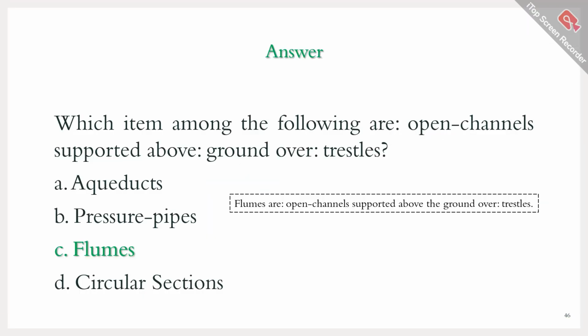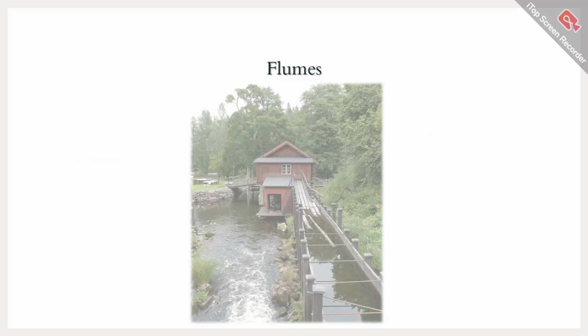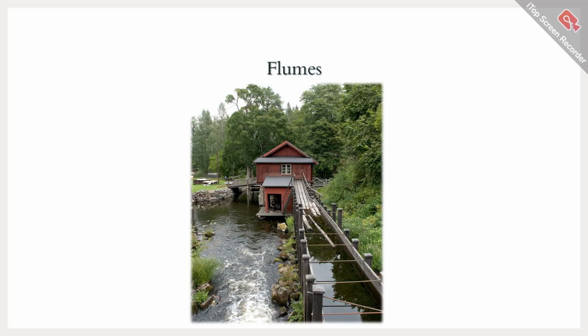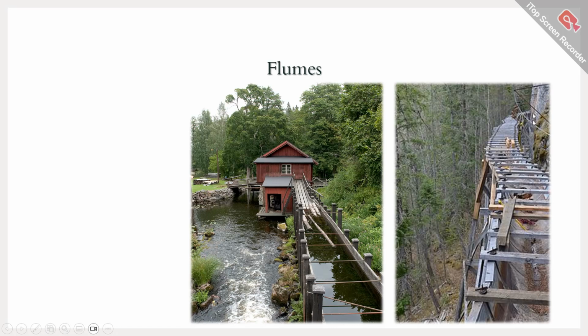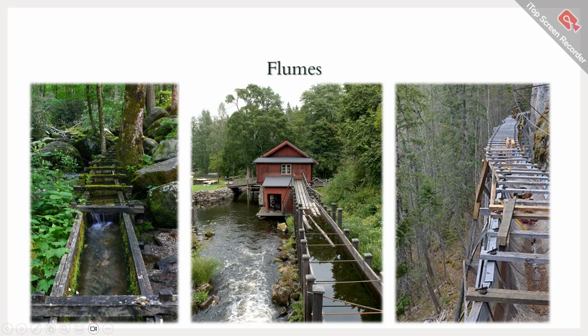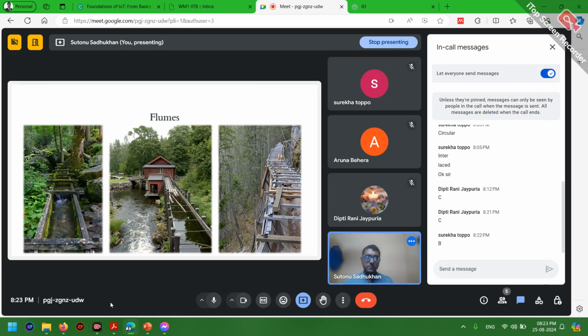Now we'll see different types of flumes. So this is how the flumes look like. You can see, for household drainage purposes, from the side of the hill or mountain, for the purpose of flowing the water. This is how the flumes look like.